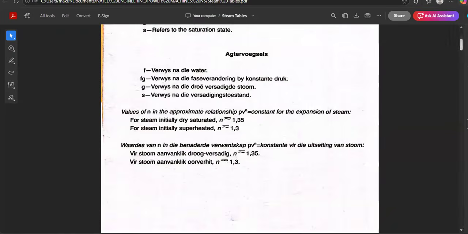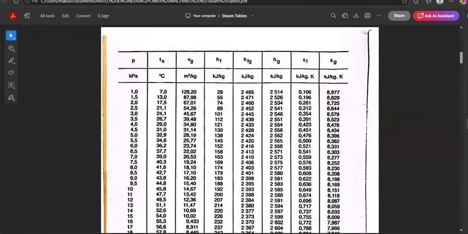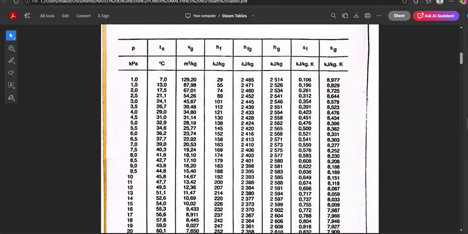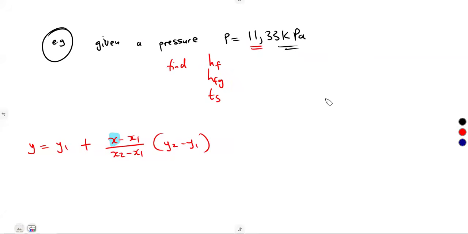If we consider the pressures here, I think I showed you before, we have got 11 and 12. We do not have 11.33. So that is our x, the given pressure. In our case, x is representing P, pressure, which is 11.33 kilopascal.